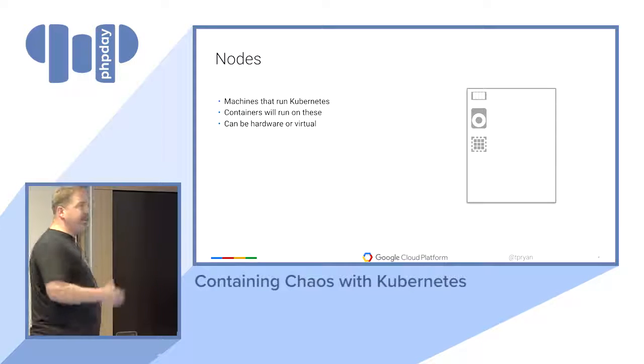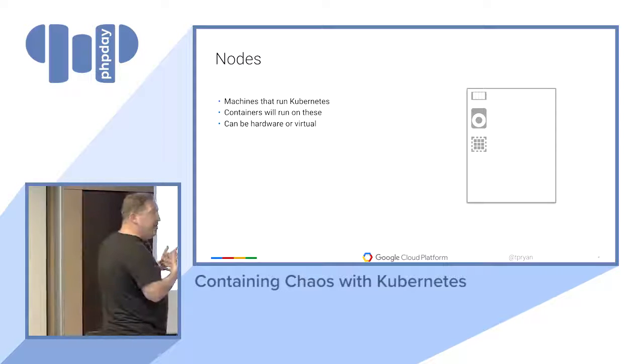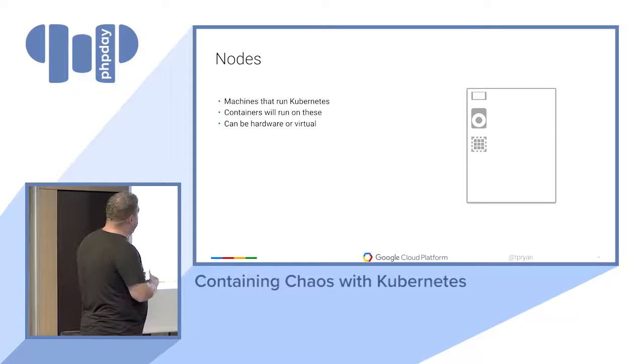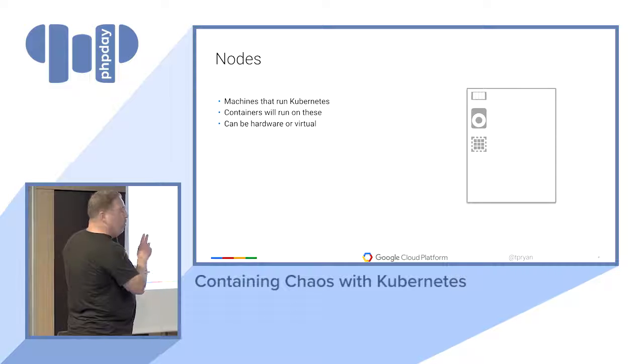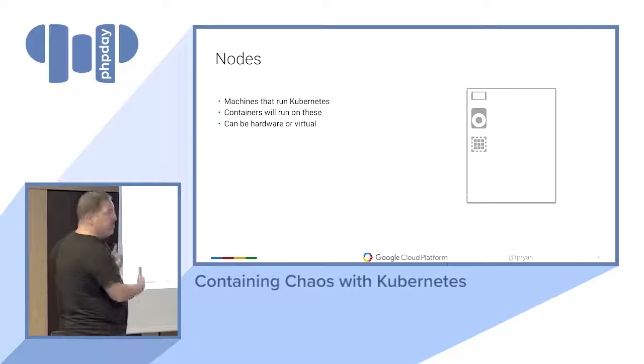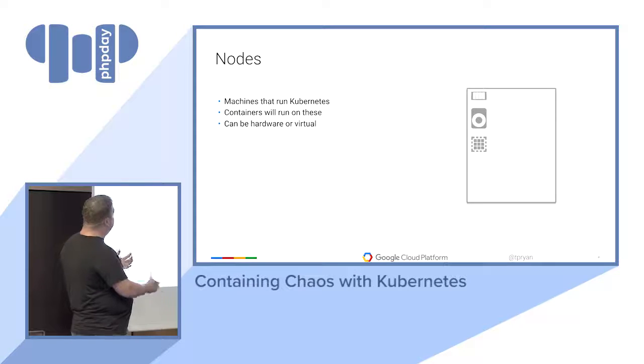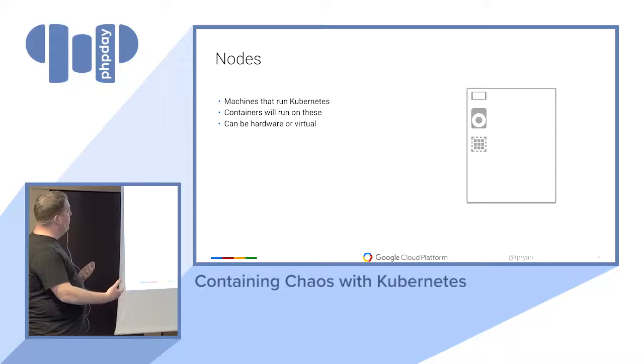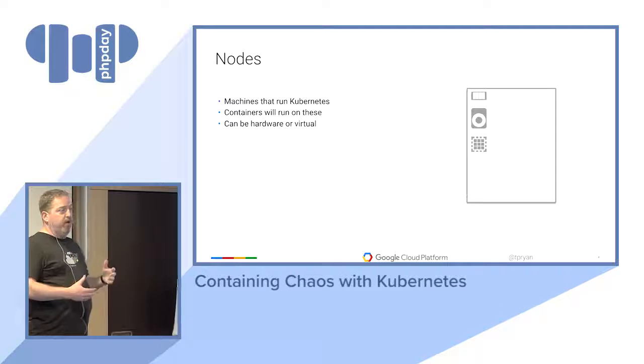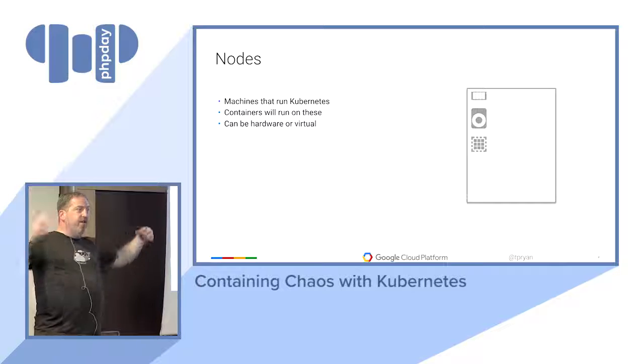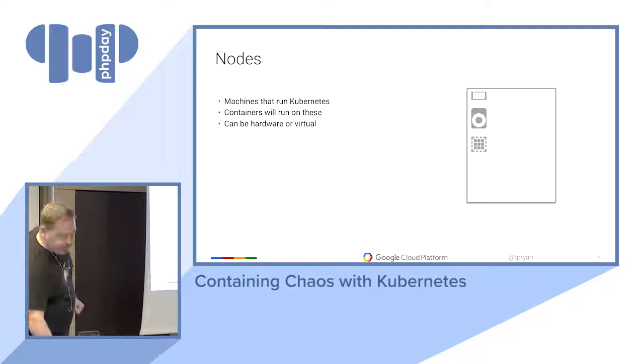All right, this is a lot of definitions of things that you need to know to keep Kubernetes running. So when I talk about nodes, they are the machines that run Kubernetes. They're the individual machines that containers are going to run on. They can be hardware or virtual, but they are not part of the Kubernetes system. They are what Kubernetes is running on top of.